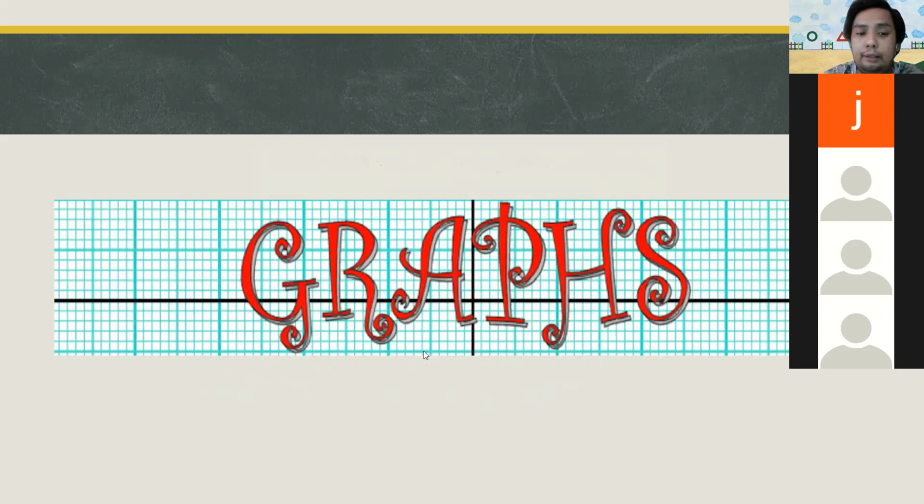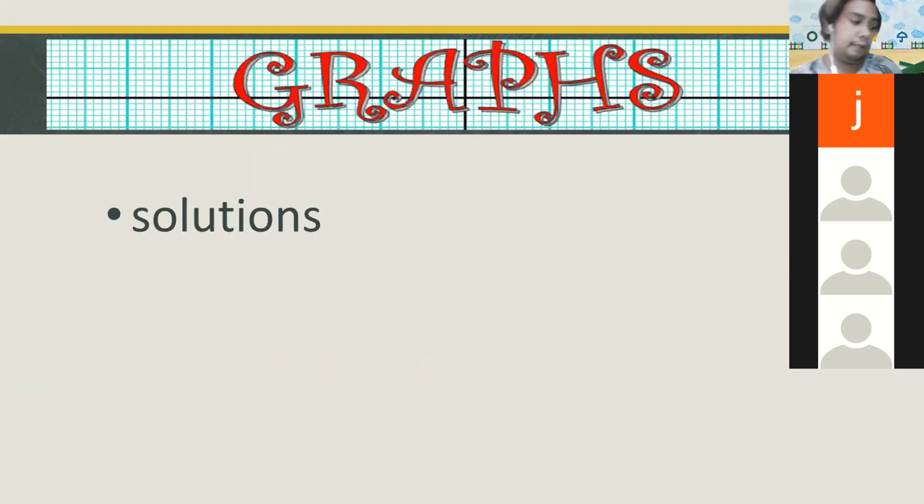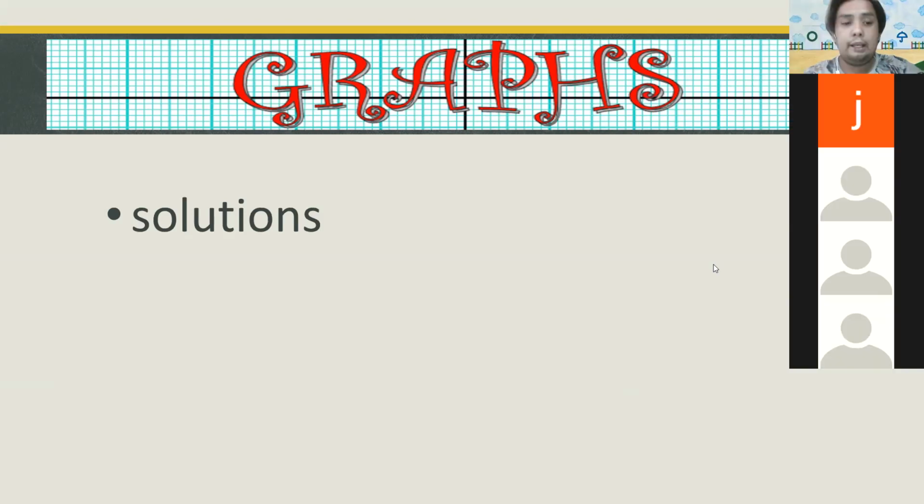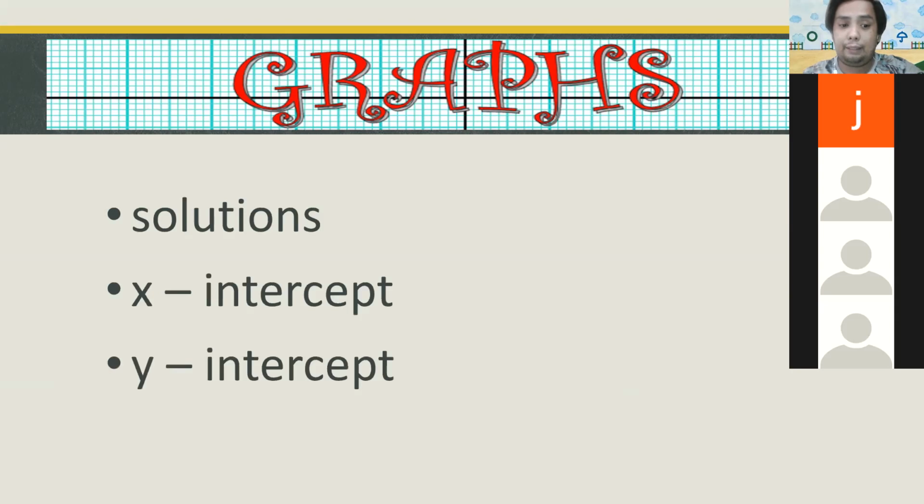So let's go now with the graph. Okay? In graphing, ibig sabihin, napaka-importante na ito, mag-graph na tayo. You have to know how to graph things. So we have, ano po yung mga importanteng part na kailangan natin makuha in order to graph. First, we have the solution, the x-intercept, and the y-intercept.